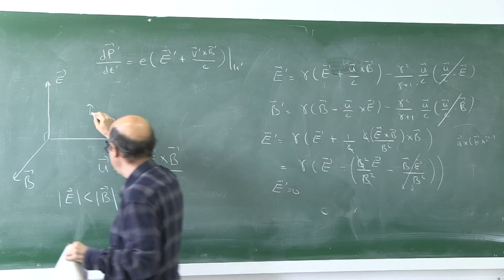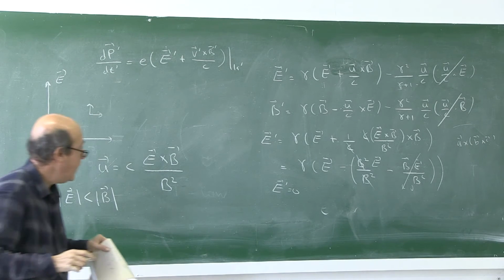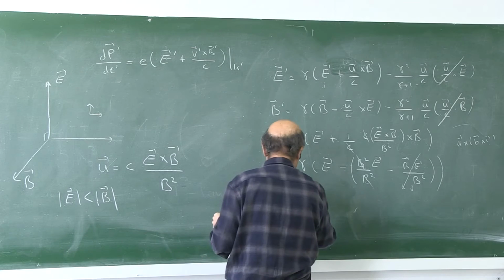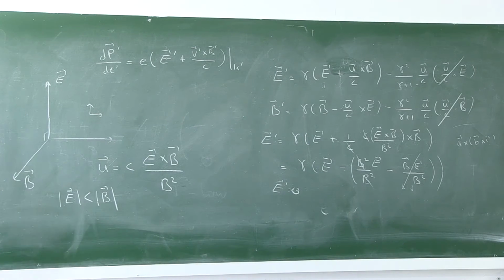So in this new frame, E prime is 0, no electric field. And what about the magnetic field? Do the same thing for the magnetic field.